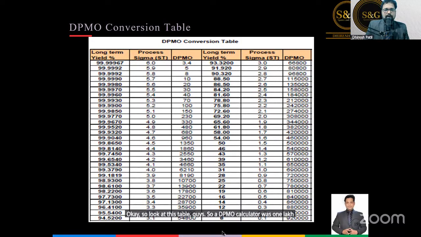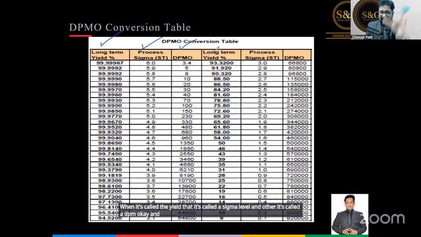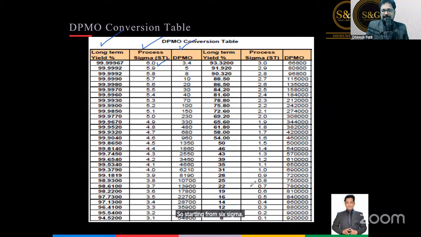So see, there are 3 parts into this. One is called the yield, other is called the sigma level, and other is called the DPMO. Okay. And because the height of the table is large, they have just divided it into 2 parts. Basically, it's the same thing. It's a continuation. Okay. So starting from 6 sigma to 0.1 sigma, this entire table flows. So first it goes from here, and then it goes like this. All right. So these are the 2 parts of the table.